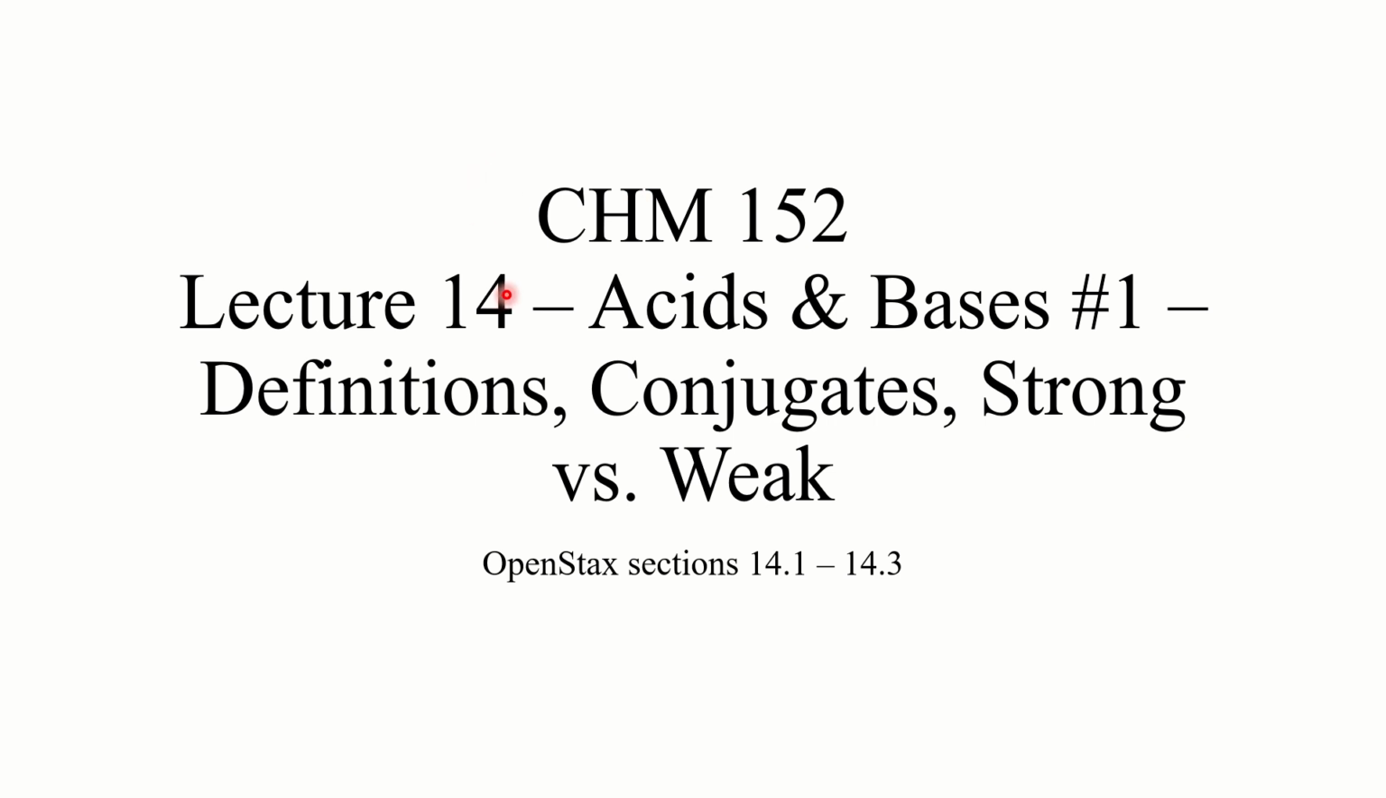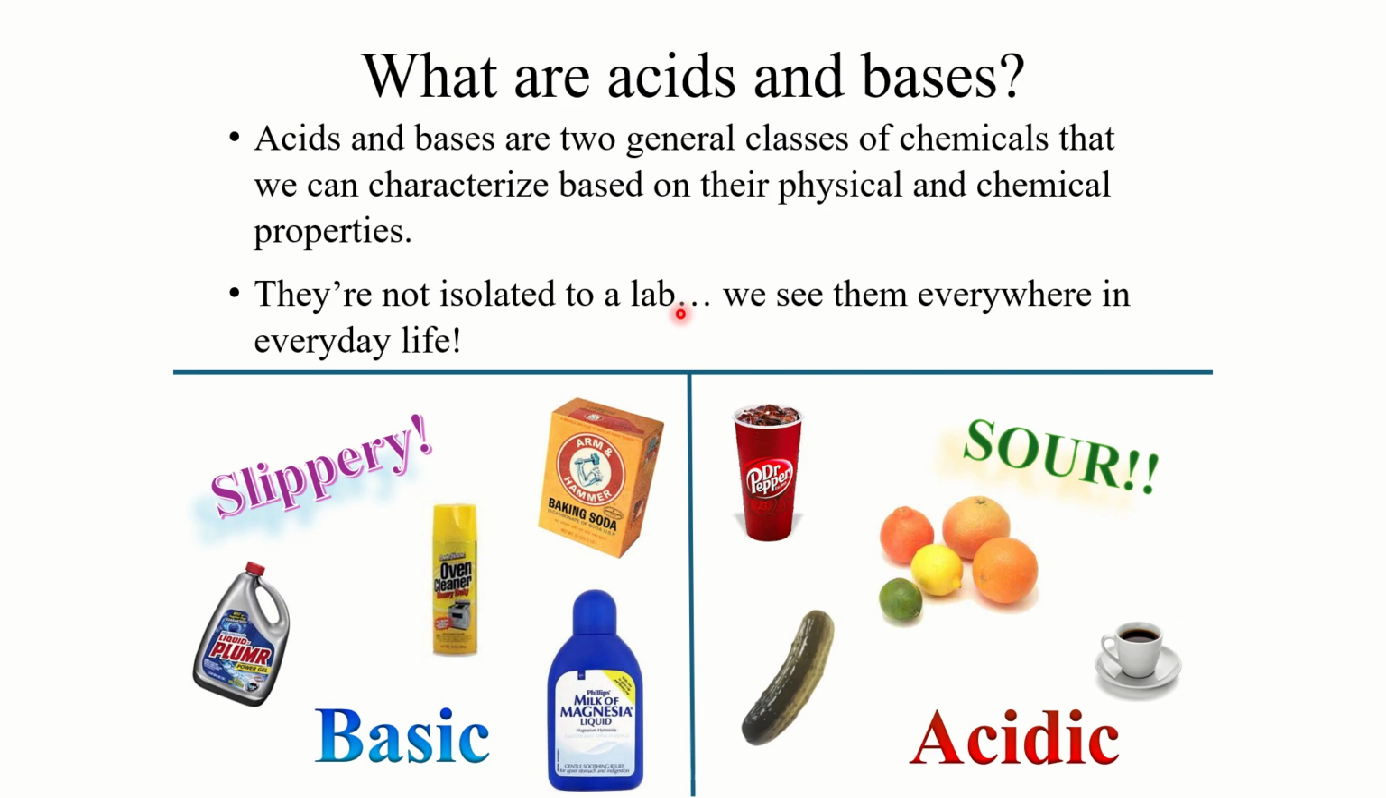This is the first lecture of Unit 3 in my course, and it's the first of several lectures on acids and bases. In this one, we're going to learn about the definitions of acids and bases. We're going to learn about what conjugate acids and bases are, and then remind ourselves what strong versus weak means, and analyze the way we can break down acid strength. This covers OpenStax sections 14.1 through 14.3.